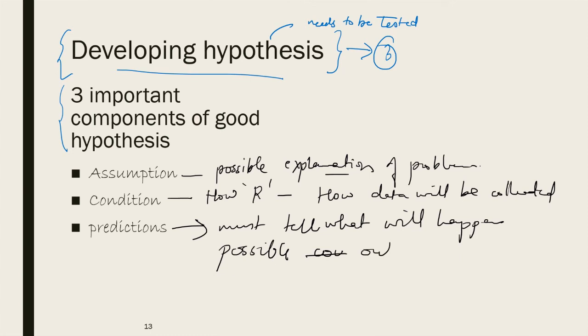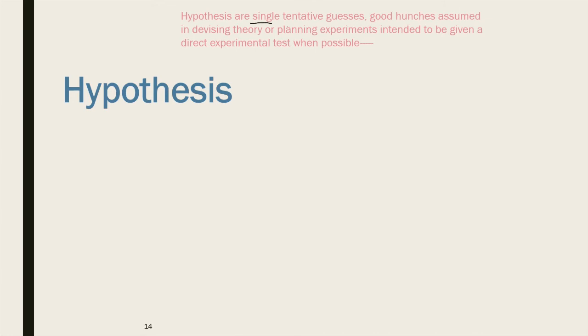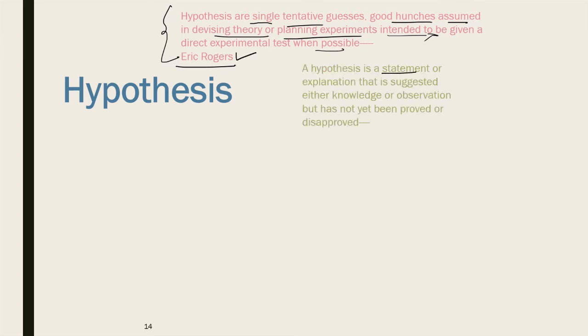Some definitions of hypothesis: hypotheses are single tentative guesses, good hunches assumed in devising theory or planning experiment, intended to be given a direct experimental test whenever possible. This definition was given by Eric Rogers. According to MacLeod-Clark, a hypothesis is a statement or explanation that is suggested by either knowledge or observation but has not yet been proved or disproved. This was given by MacLeod-Clark.